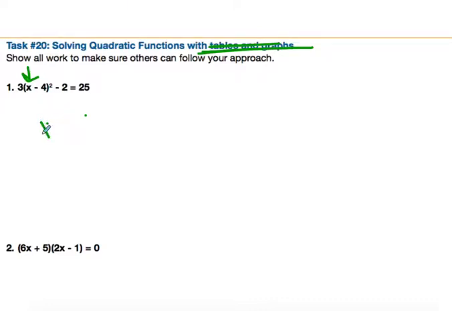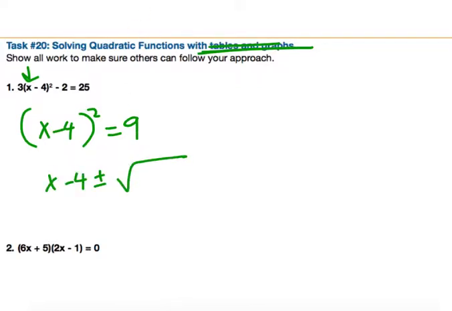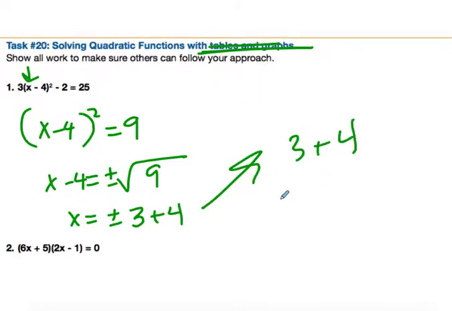Okay, so I would have x minus 4 squared equals 9, and then I would take the square root. Remember, when you take the square root, you do the positive and the negative. So you'd have equals plus or minus the square root of 9, which is 3, and then you would add 4 to that. So you have two answers here, the positive one and the negative one.